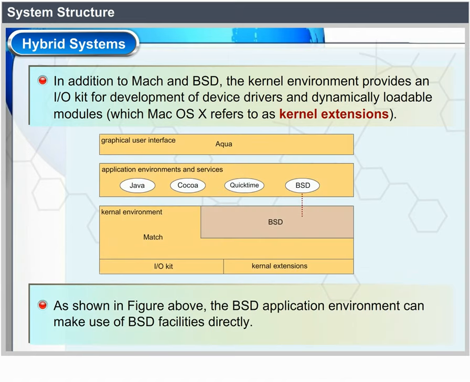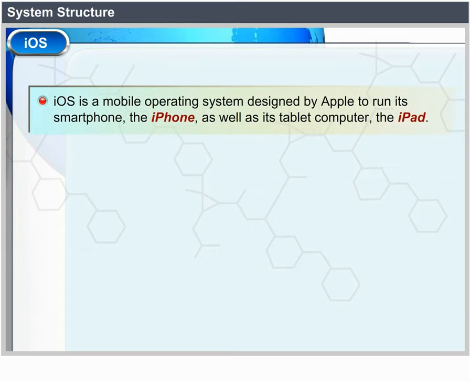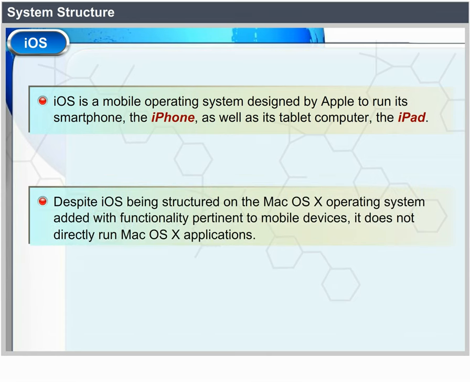iOS. iOS is a mobile operating system designed by Apple to run its smartphone, the iPhone, as well as its tablet computer, the iPad. iOS is structured on the Mac OS X operating system, which added functionality pertinent to the mobile devices, but does not directly run Mac OS X applications. The structure of iOS appears in the figure below.